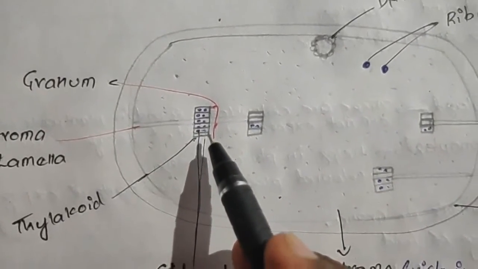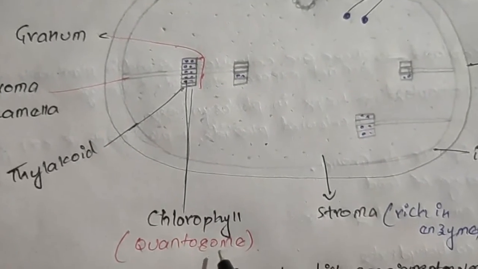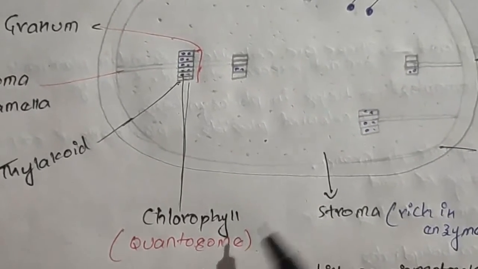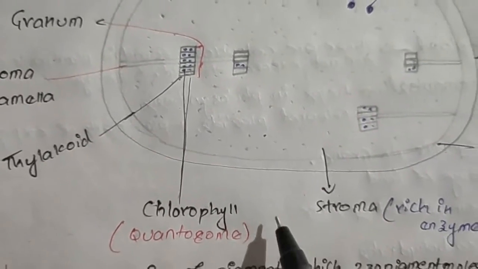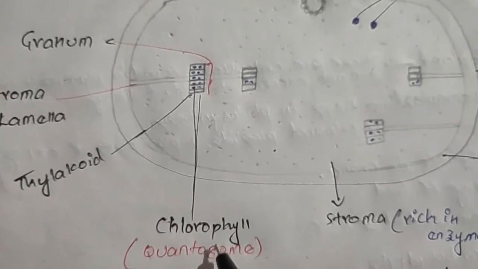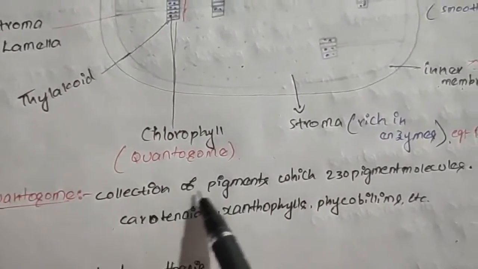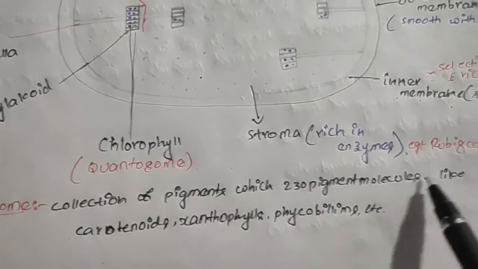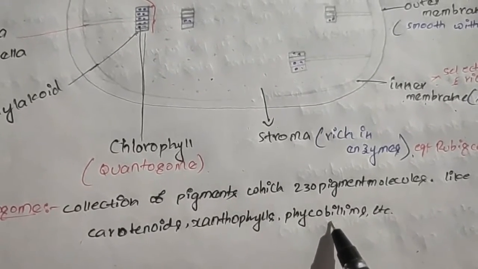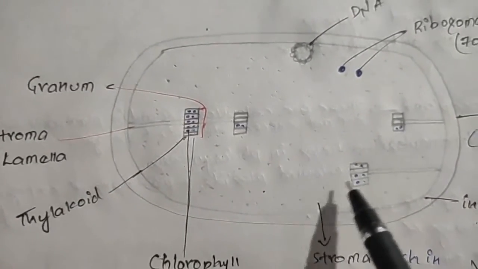In these thylakoids the green pigment chlorophyll is actually present, and this chlorophyll is present in the form of quantosomes. Quantosome means a collection of a group of pigments. Pigments like chlorophyll A, chlorophyll B, C, xanthophylls, carotenoids, etc. are combined together. A quantosome is the collection of about 230 pigment molecules like chlorophyll A, B, C, D, carotenoids, xanthophylls, phycobilins, etc. And this chloroplast is semi-autonomous.